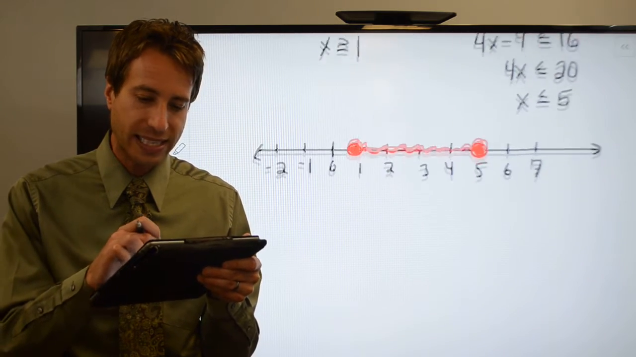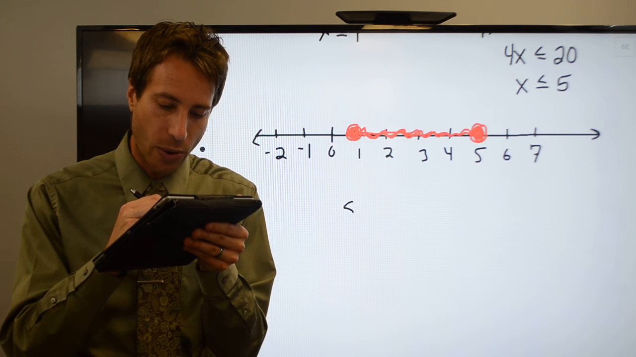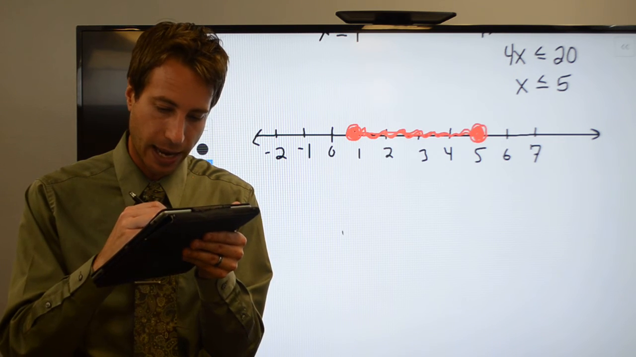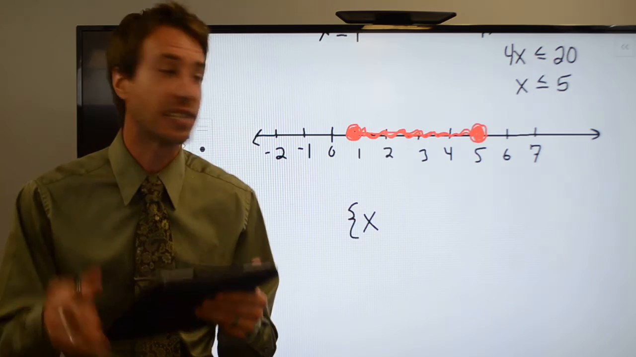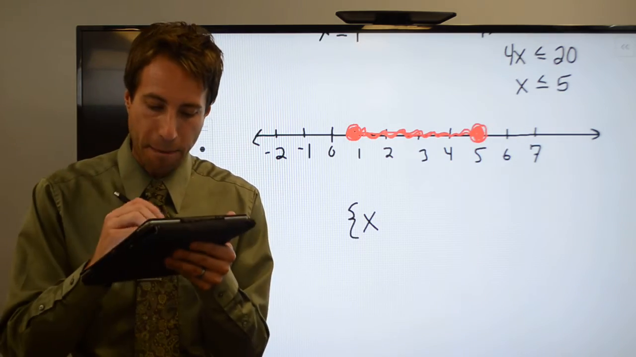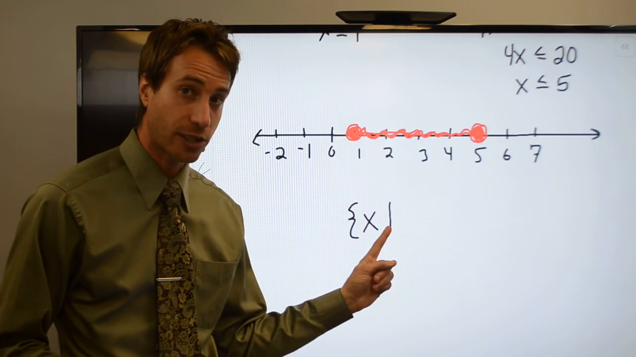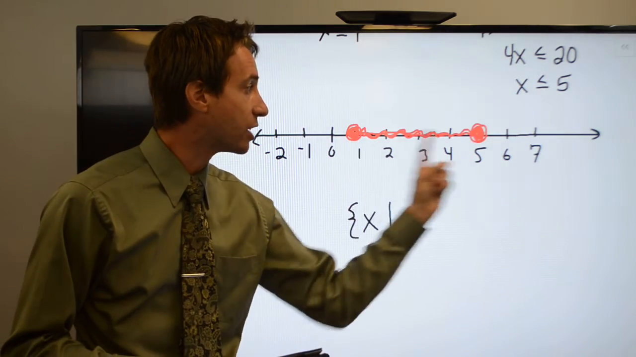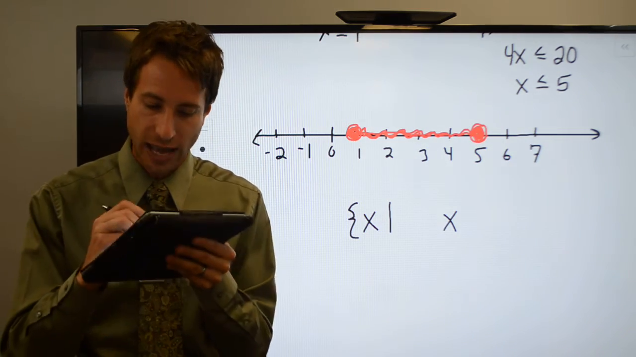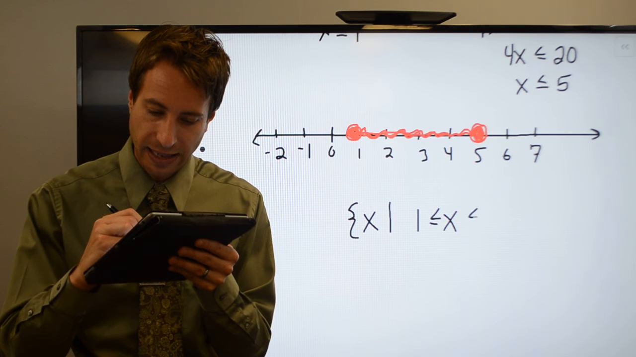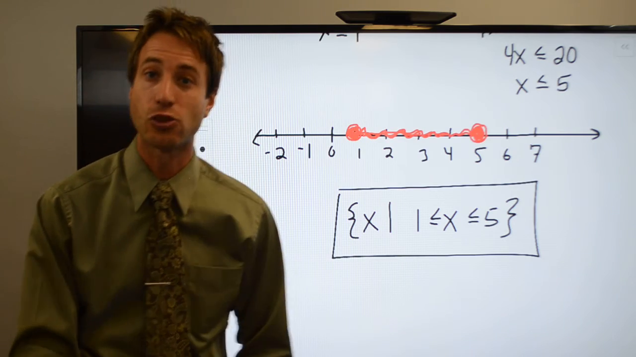Remember, the way that we write these, it's been a while, but I'll remind you here, set builder notation is our favorite. That means you go ahead and set up the bracket, that is a terrible bracket, I apologize. You write the variable first, since the variable is an x, and then we draw that bar. The bar means such that. So this is all values of x such that x is greater than or equal to 1 and less than or equal to 5, and then you go ahead and close the bracket. That is the answer I'm looking for.